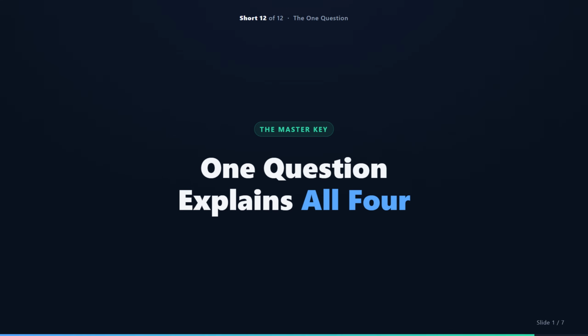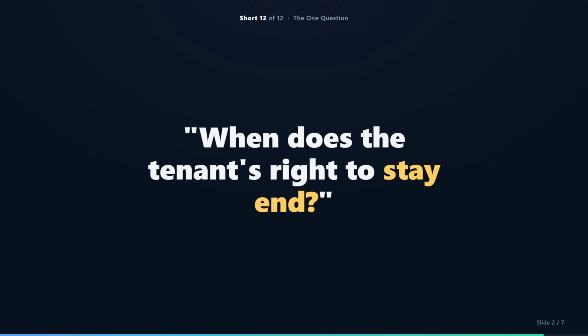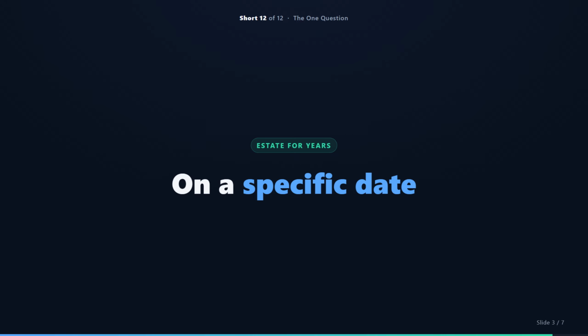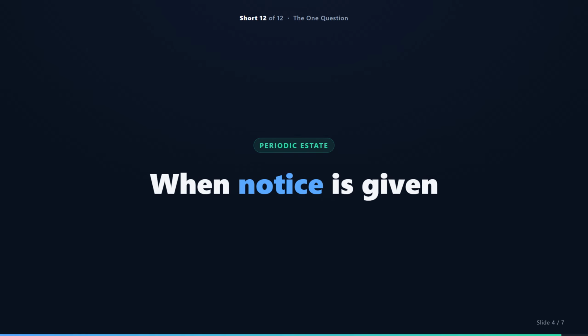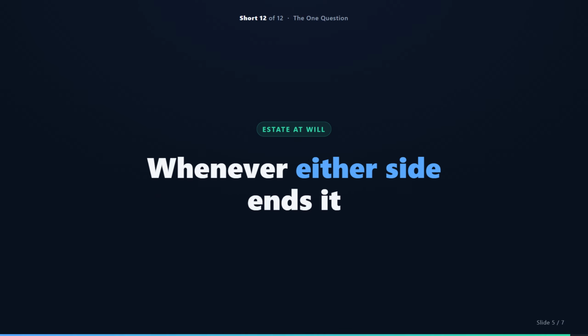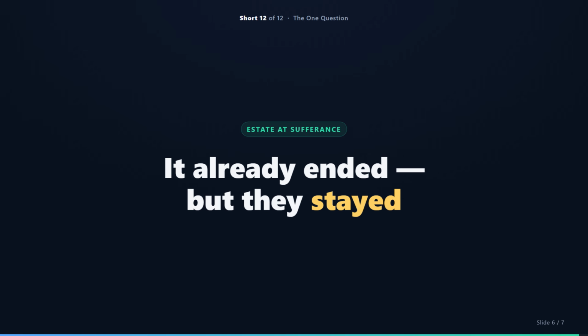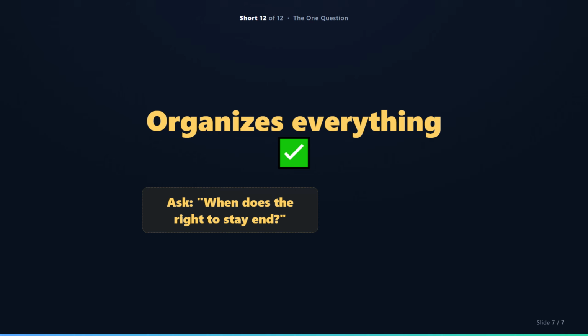The one question. Let me leave you with the trick that makes this whole chapter click. If I were teaching this in a classroom, I'd reduce all 4 leasehold estates to a single question. When does the tenant's right to stay end? Estate for years: on a specific date. Periodic estate: when notice is given. Estate at will: whenever either side ends it. Estate at sufferance: it already ended, but the tenant stayed anyway. That one question organizes the entire subject.